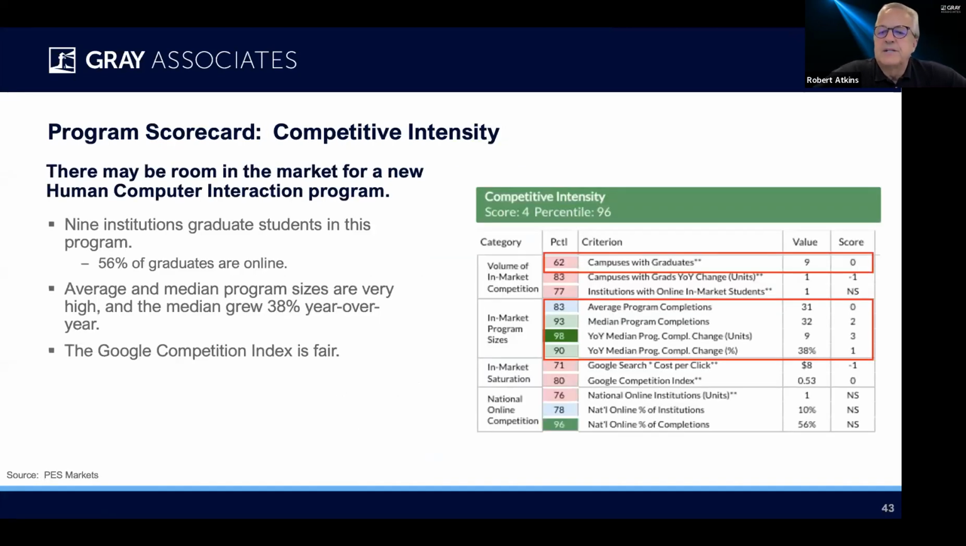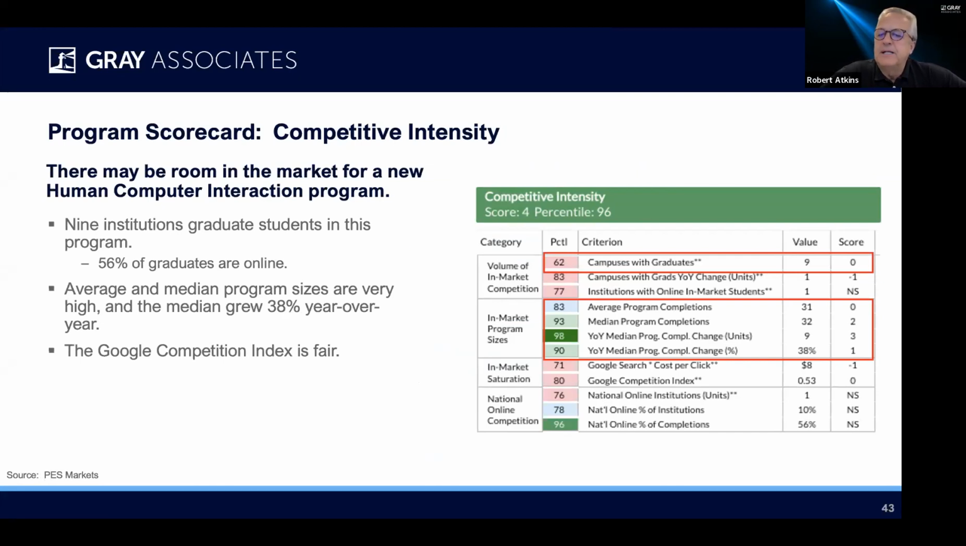We look at competitive intensity. The program actually does quite well, 96th percentile overall. Now, it's got 9 competitors. That's not a lot, 62nd percentile. That's just above average. We've got 1 school that added this program. That's not so great, means competition went up a little bit.